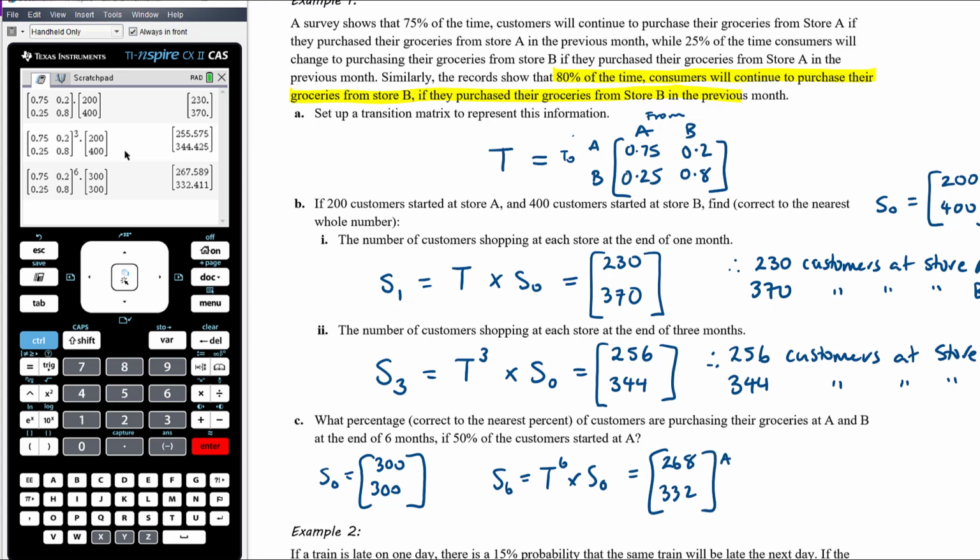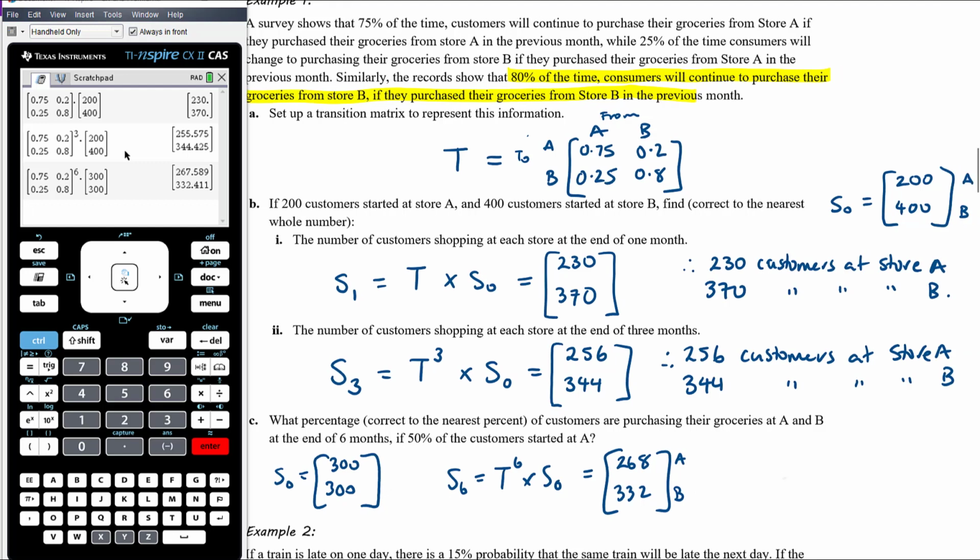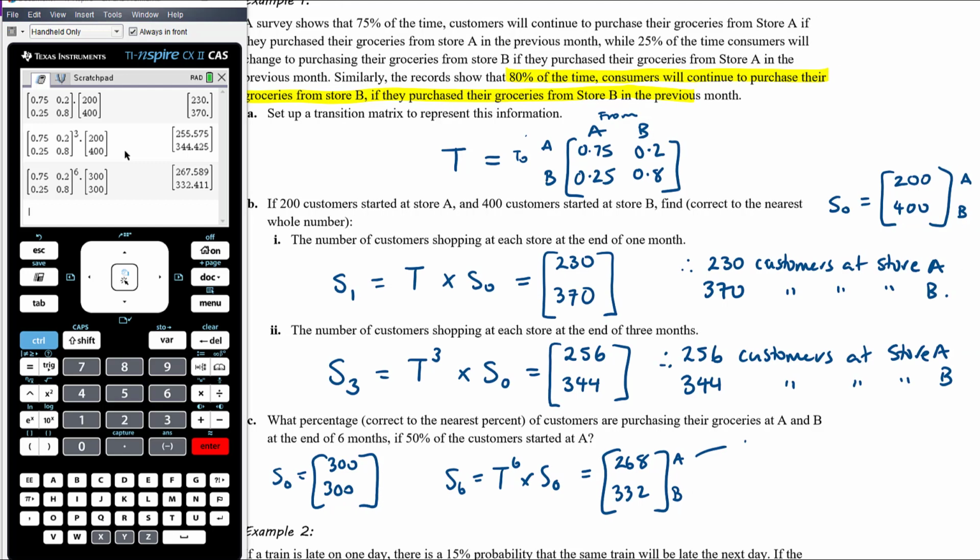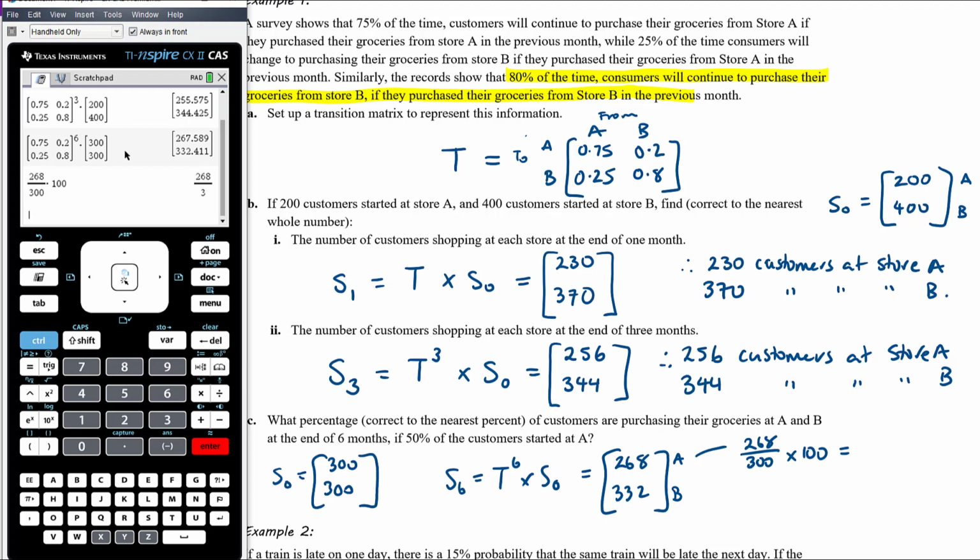And what percentage of customers are purchasing their groceries at A and B at the end of 6 months if 50% of the customers started at A? So then we could work these out as percentages, okay? So the percentage at A is going to be 268 people out of the original 300 that were at A, and times by 100 to make a percent. 268 divided by 300 times by 100. Okay, press Control Enter. Okay, so that's 89% to the nearest percent.